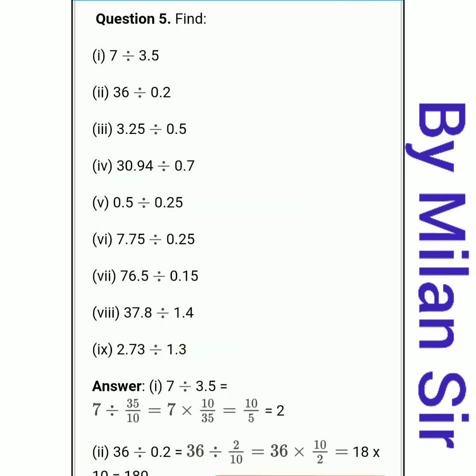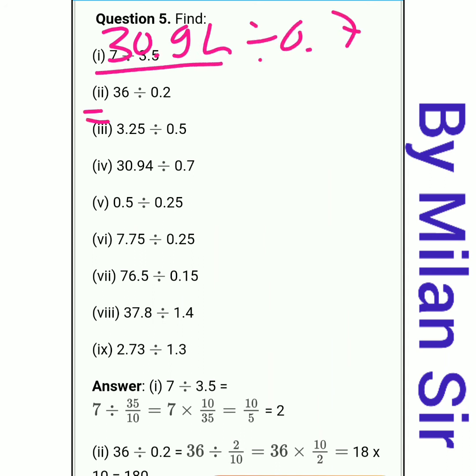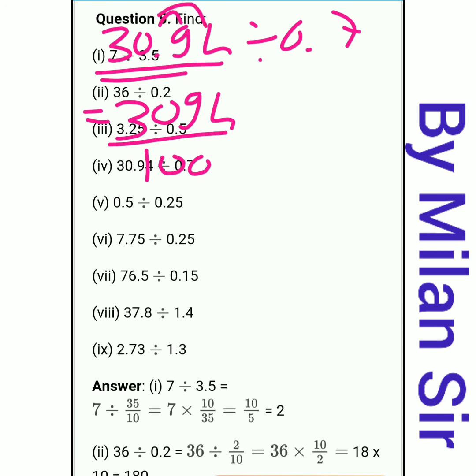Again I repeat this question. 30.94 divided by 0.7. Convert these decimal numbers into fractions. So 3094 divided by 100, because after the decimal point we have two digits, so the denominator is 100. Then the division remains as it is. We convert this 0.7 into a fraction, so ignore the decimal point, 7. After the decimal point we have one digit, so we write 10.